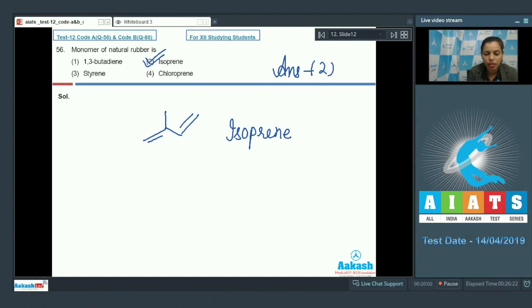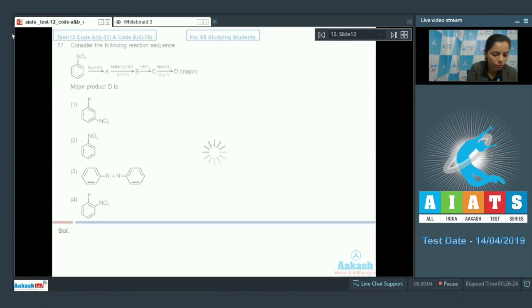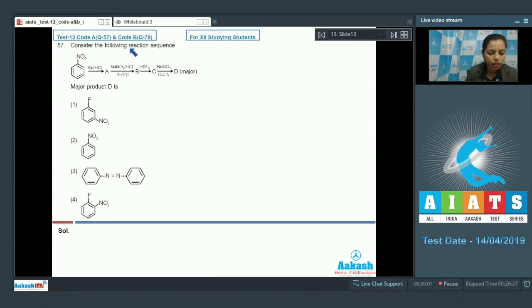Let us take the next question, that's question number 57. Consider the following reaction sequence. Nitrobenzene we have, tin and HCl is added to it. It means reduction is done. A is formed, A is treated with NaNO2 and HCl between 0 to 5 degrees Celsius. It means diazotization is done to give you B. Now B is treated with HBF4. Just recall what would be formed here. C is formed here and C is further treated with NaNO2 and copper with heating to give you the major product D. You need to just identify the product D.